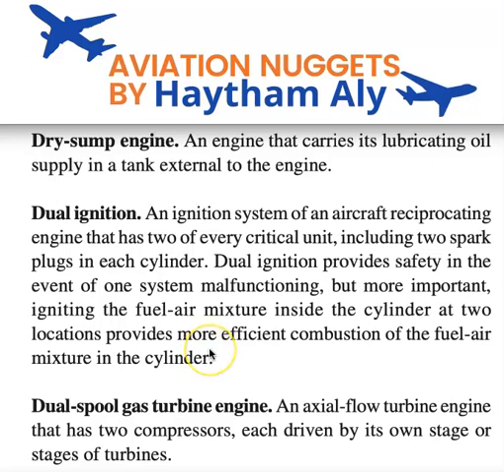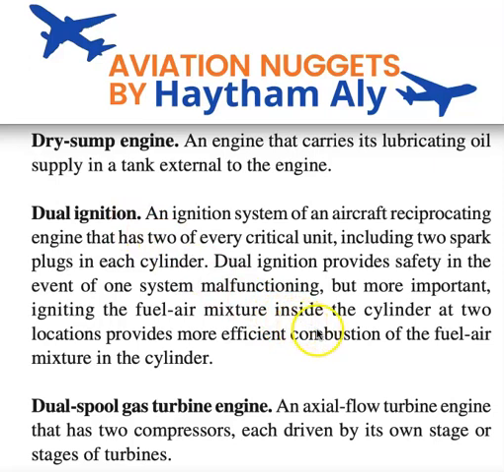So again, my fellow pilots and my fellow aircraft maintenance personnel, most gas turbine engines or reciprocating engines have dual ignition. Why do we have a dual ignition system? This is for safety and redundancy. Just in case one ignition system fails, the other will take part and allow the engine not to flame out. This is the first answer, redundancy.